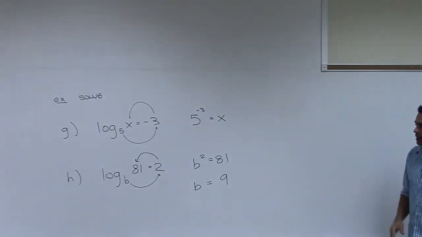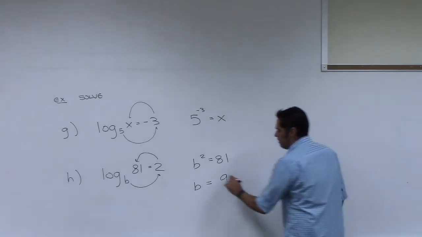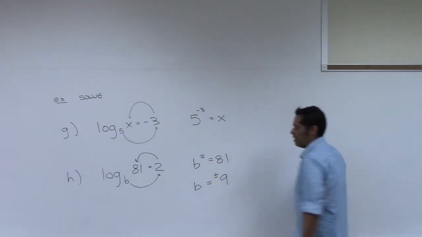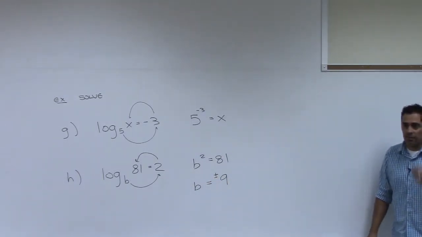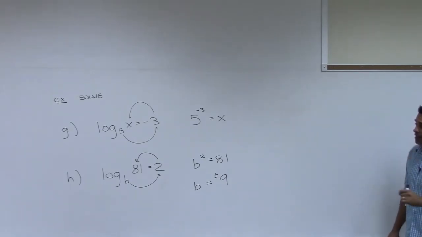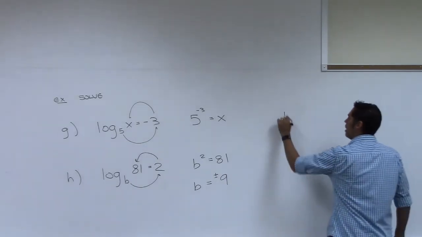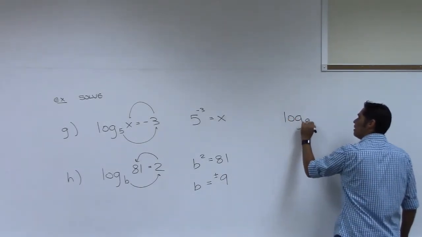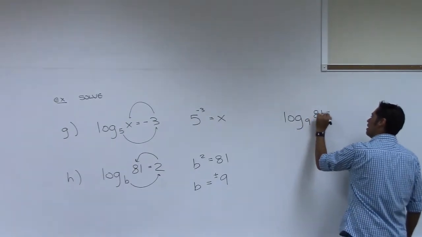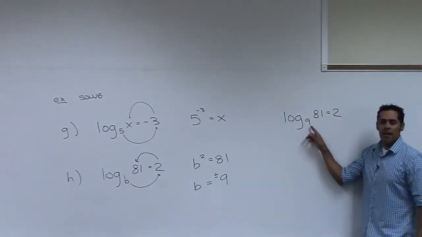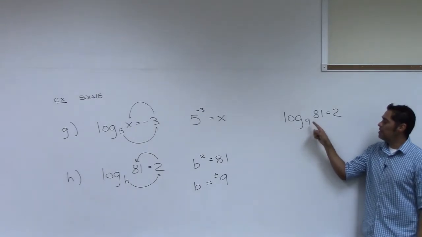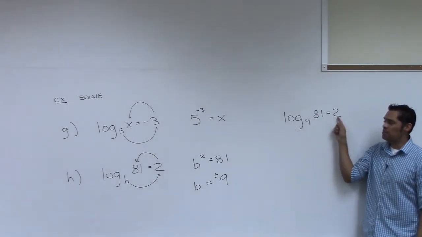Yes? Plus or minus, maybe. Let's think about this for a second, though. Let's see what would happen if it's 9, then I would rewrite this equation like this, right? If it was 9, this right here would be saying 9 to what power is 81? Well, 9 squared, right?